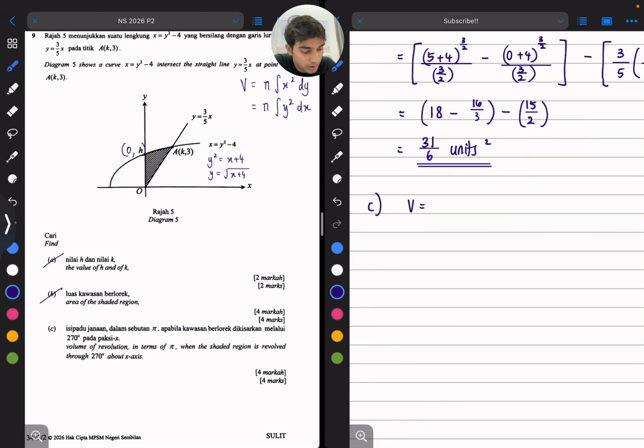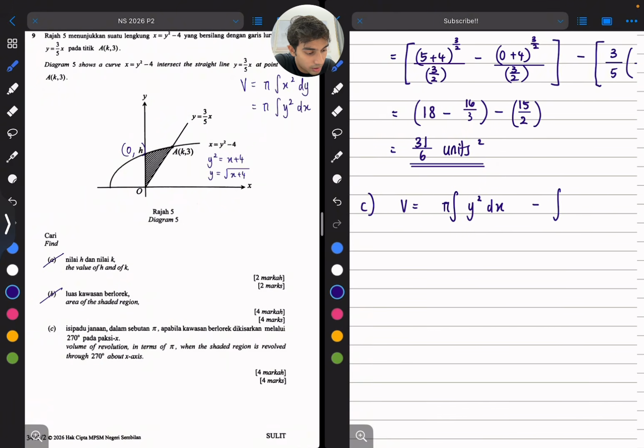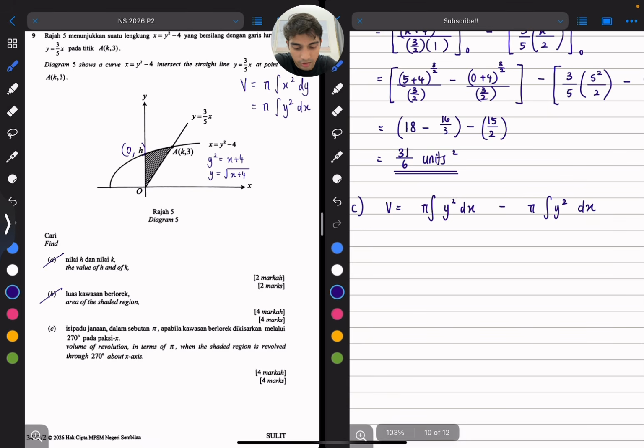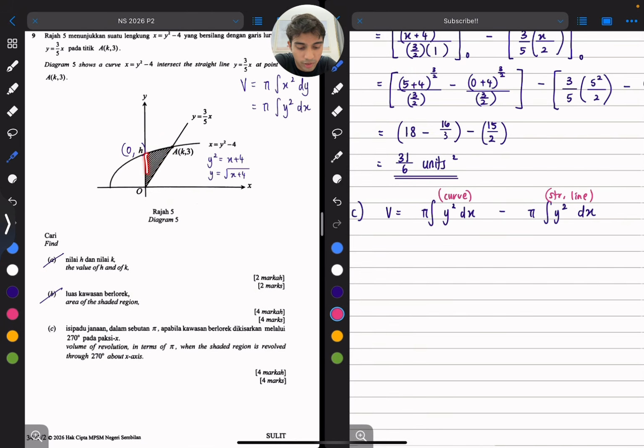So the volume will be pi y square dx minus pi y square dx. Alright, so the first one would be the curve. This one will be the straight line. Okay, because the curve's volume will be bigger. The curve means the whole thing, revolve 360. And then the straight line, revolve 360. So you minus them off, you will get this one.